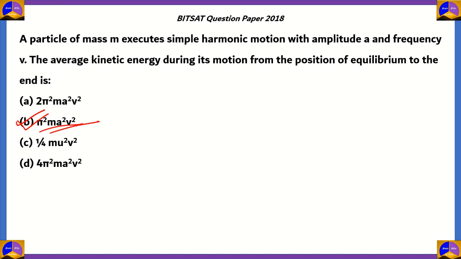So we just applied the formula for displacement using simple harmonic motion. Then we found out the velocity, applied the velocity in kinetic energy. Then we used the operator for average kinetic energy. And then we applied some formulae with respect to frequency and then we got the final answer, pi squared m a squared nu squared.